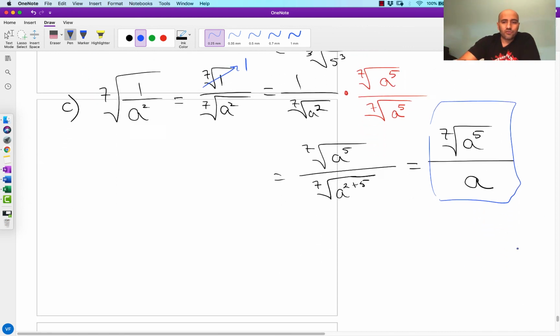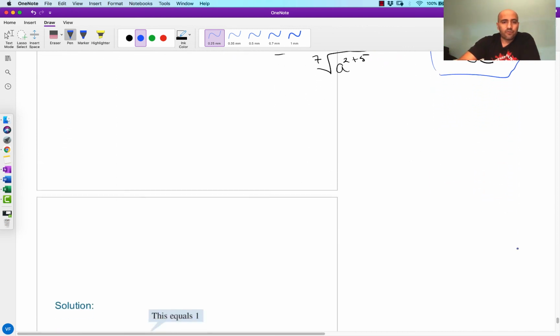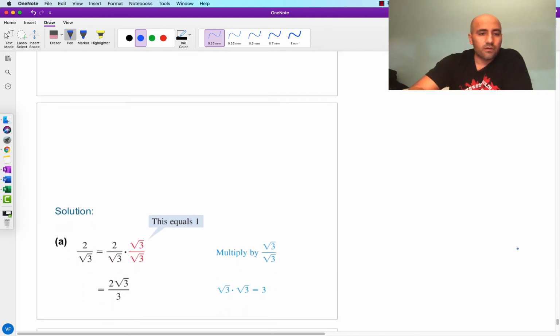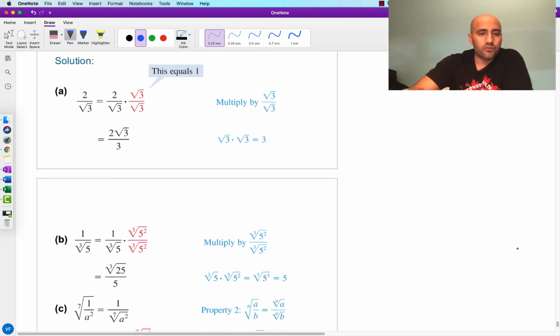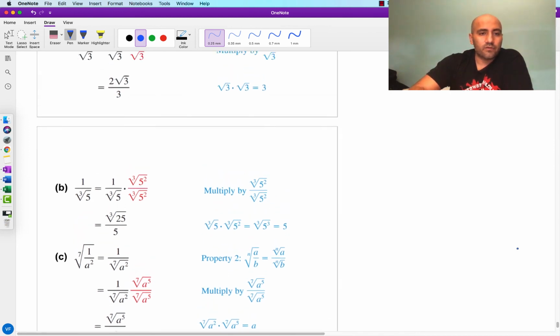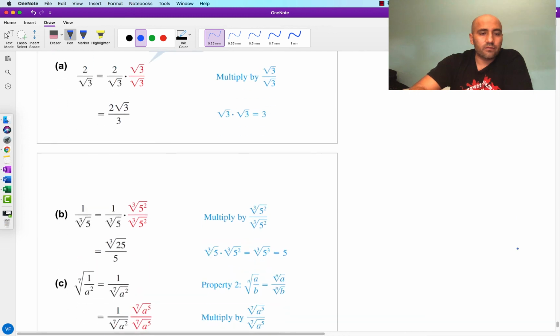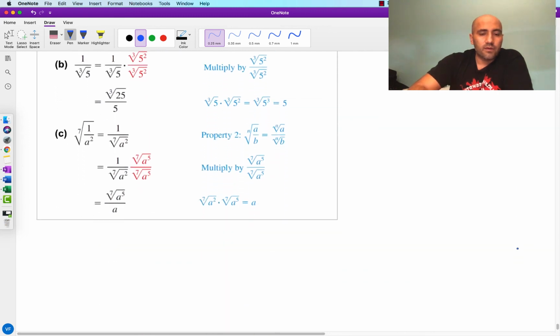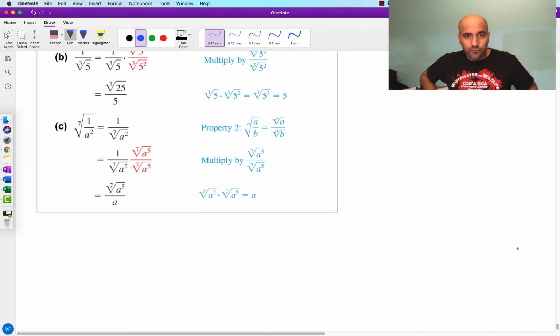Okay, so that should cover all the main ideas for this section. Let's look at the author's solutions. Same thing. A to the 5th, a to the 5th. Yep, here are the solutions from the author. They match up with what we did. Okay, that should cover all the concepts for this section.